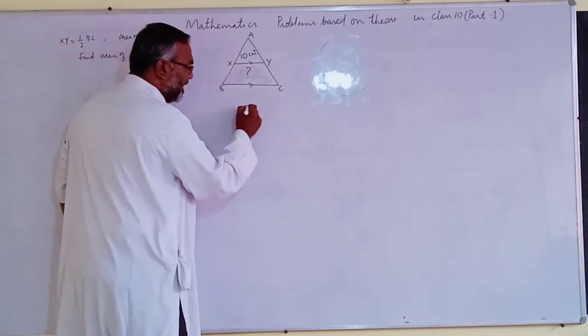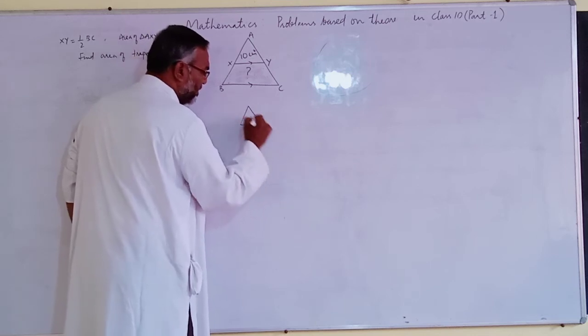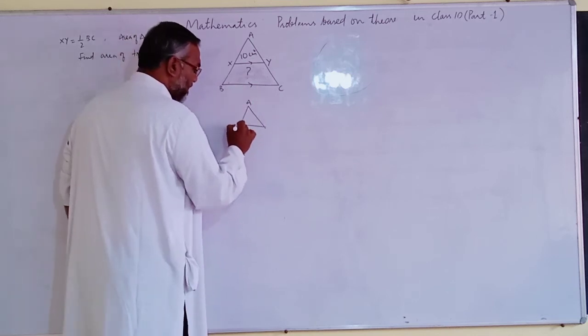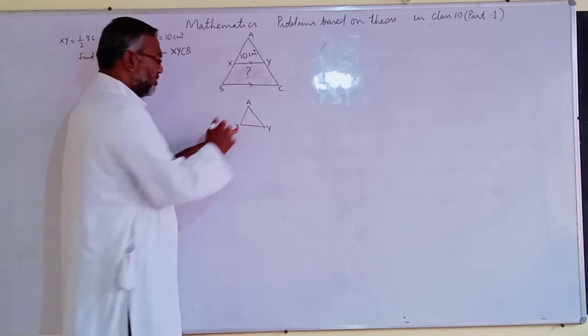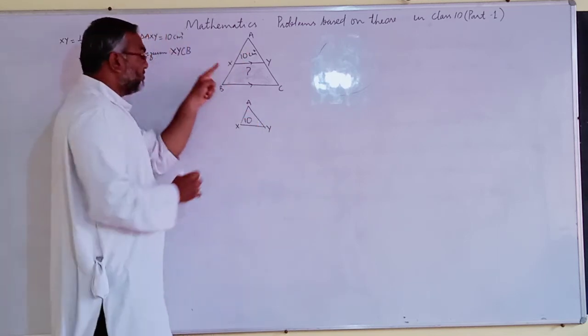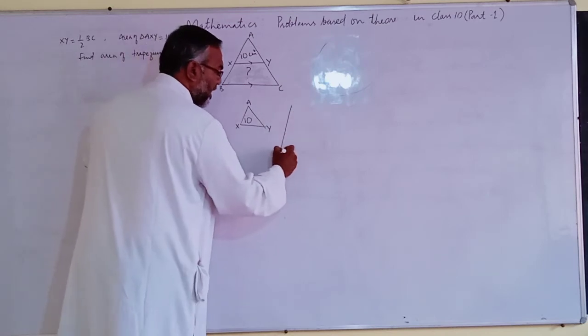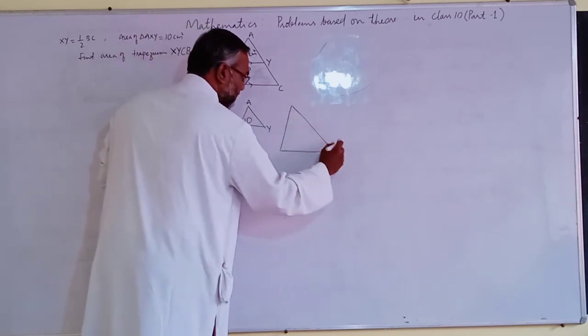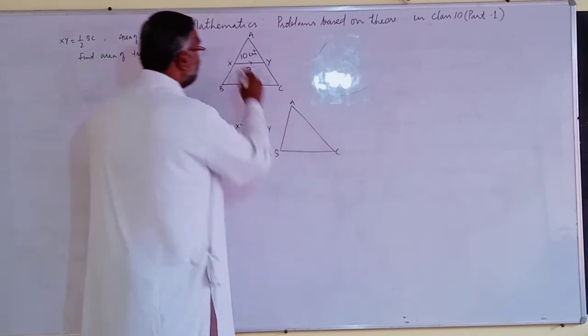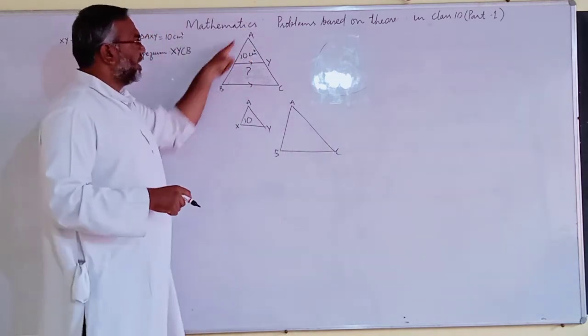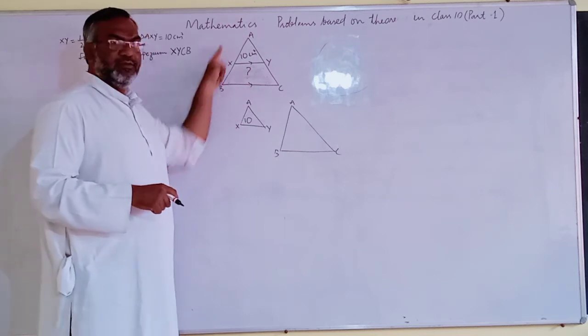We have a triangle AXY. If you observe carefully, we have a triangle AXY, right? This is the small triangle, which is 10, and we have a triangle ABC. ABC is the big triangle, the given triangle, right?